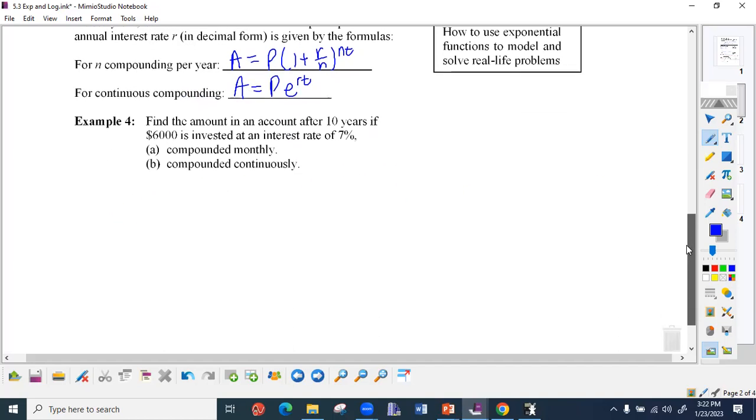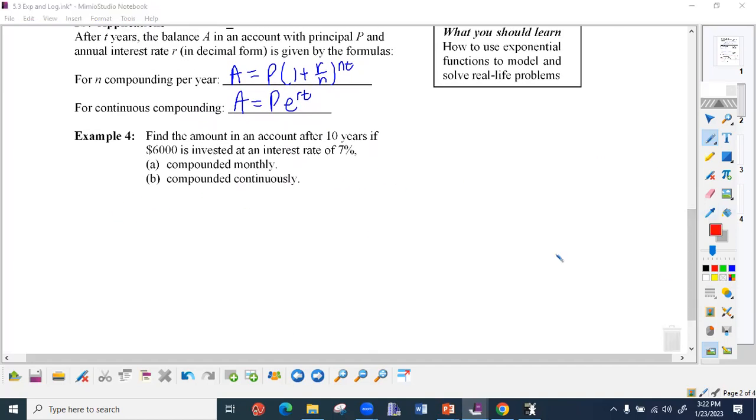Okay, so let's start with compound interest. On compound interest, you're looking for your A. So your principal is 6,000. Your rate is 0.07. If you're compounded monthly, how many months are in a year? 12. So your n equals 12. And for how many years are you doing this for? 10. So now I have everything I need to plug in, right? So now we plug everything in.